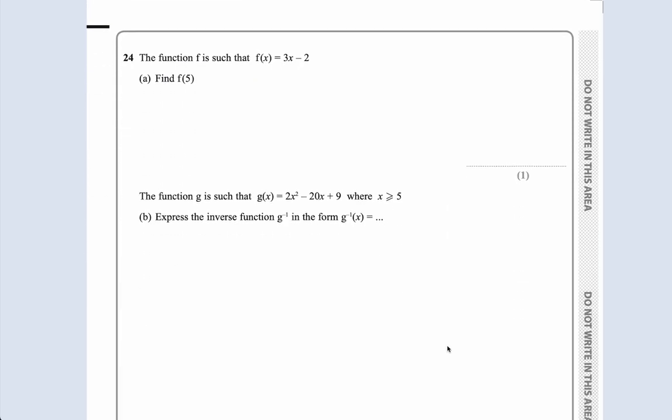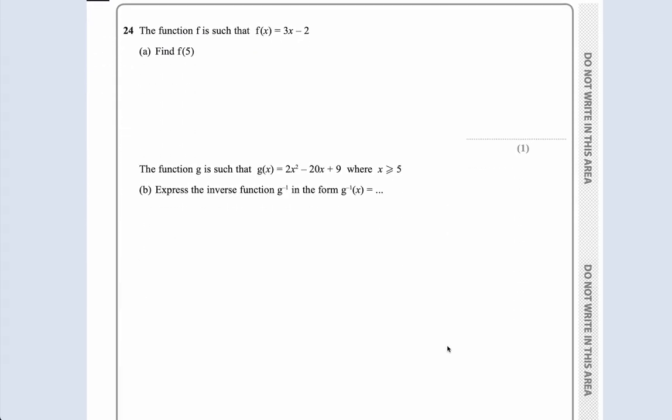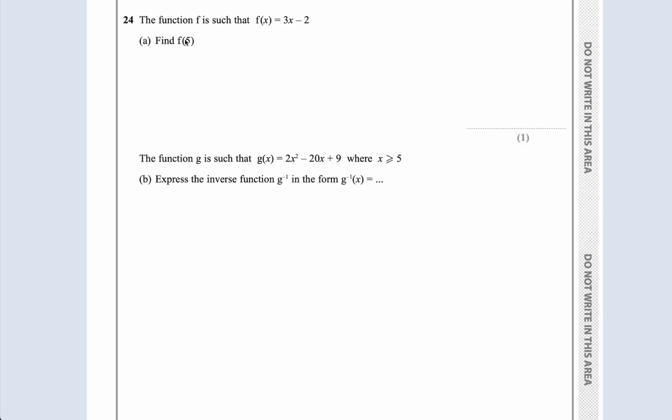Okay, last question, guys, and this one's quite tricky too, I think. Although part 1 is not. Part 1 is actually very easy. So f of 5, this is f of x. F of 5 is just 3 times 5 minus 2, which is 13. That's easy.